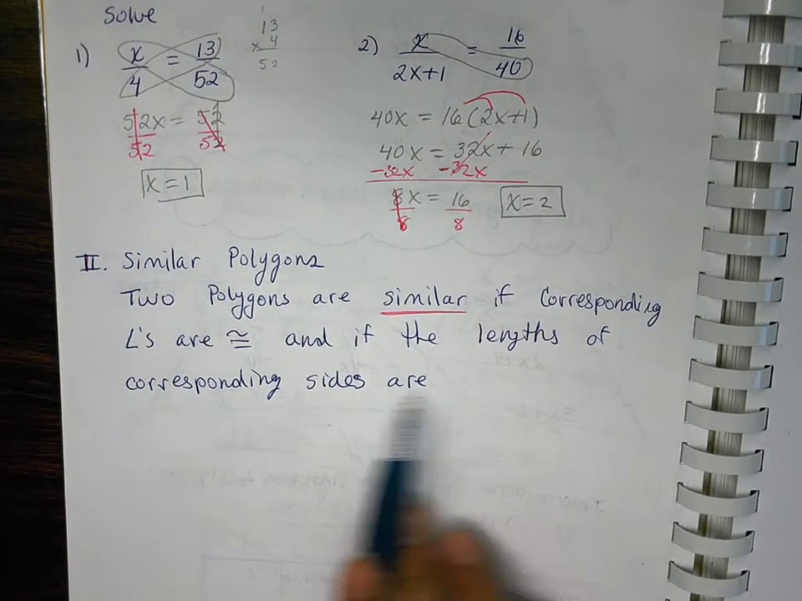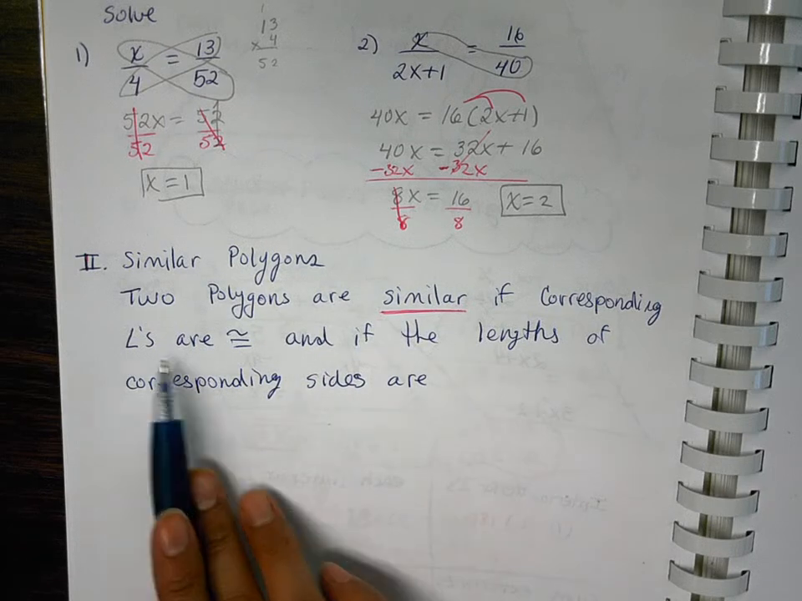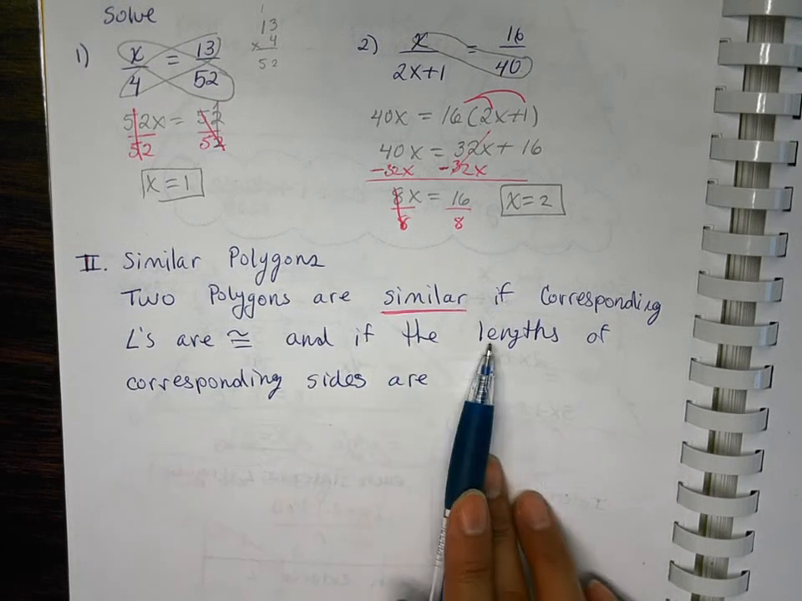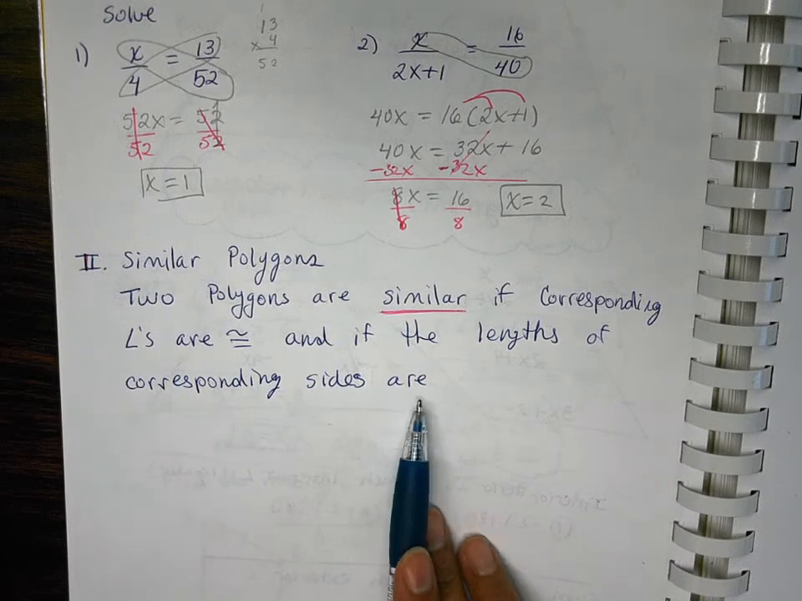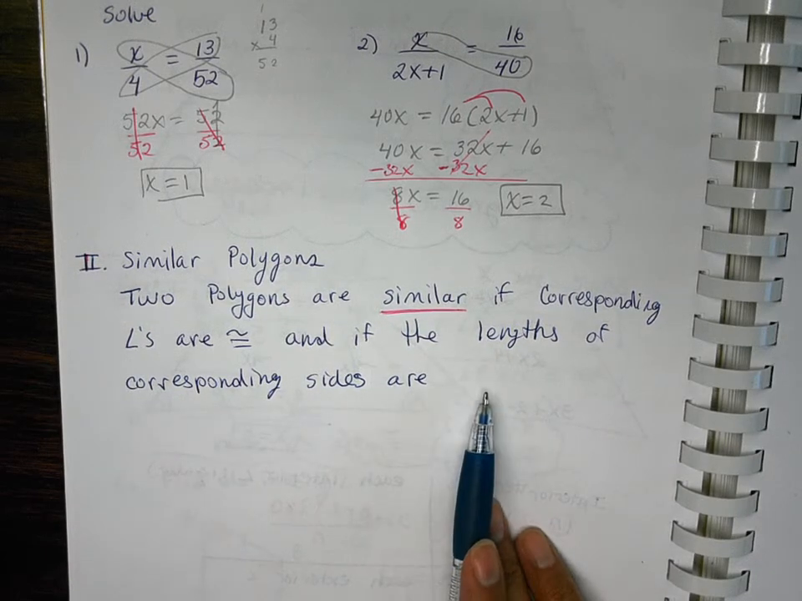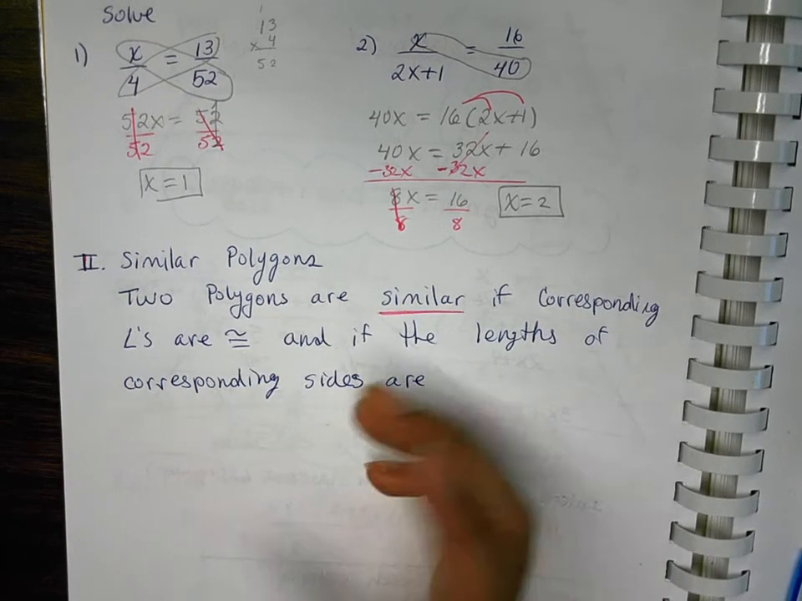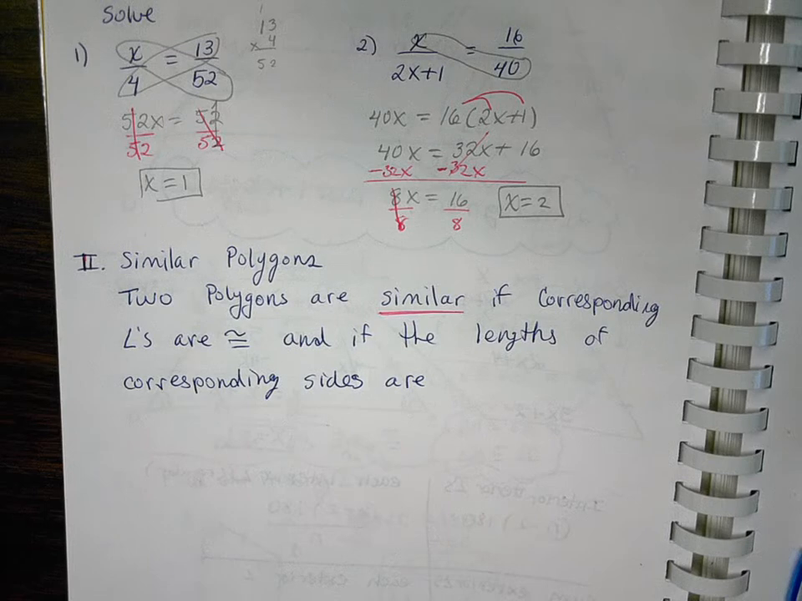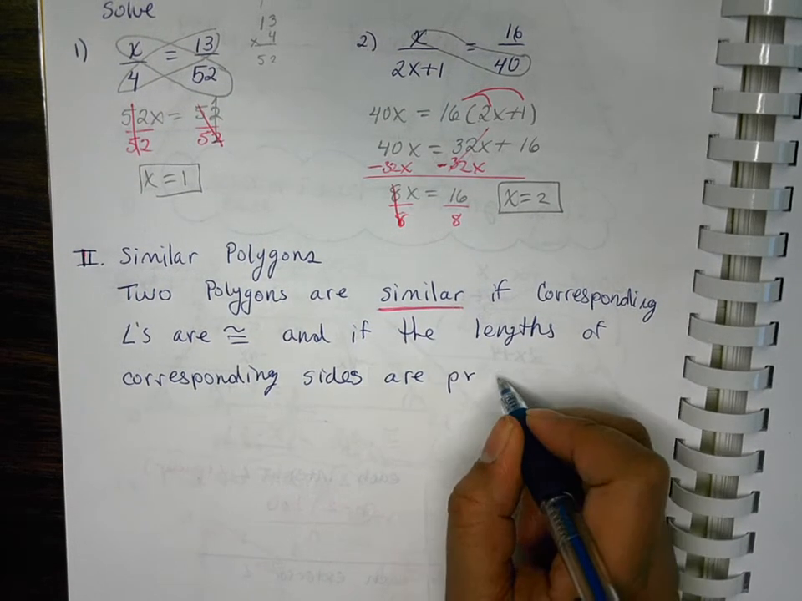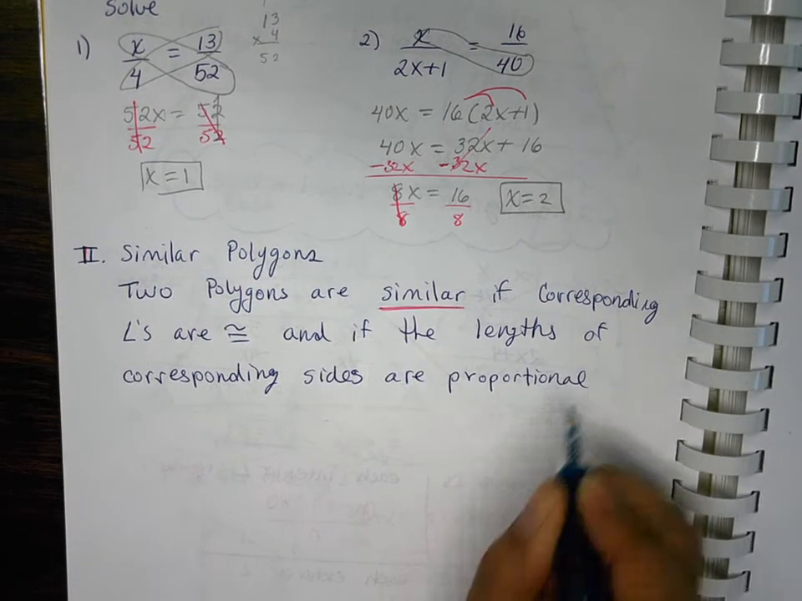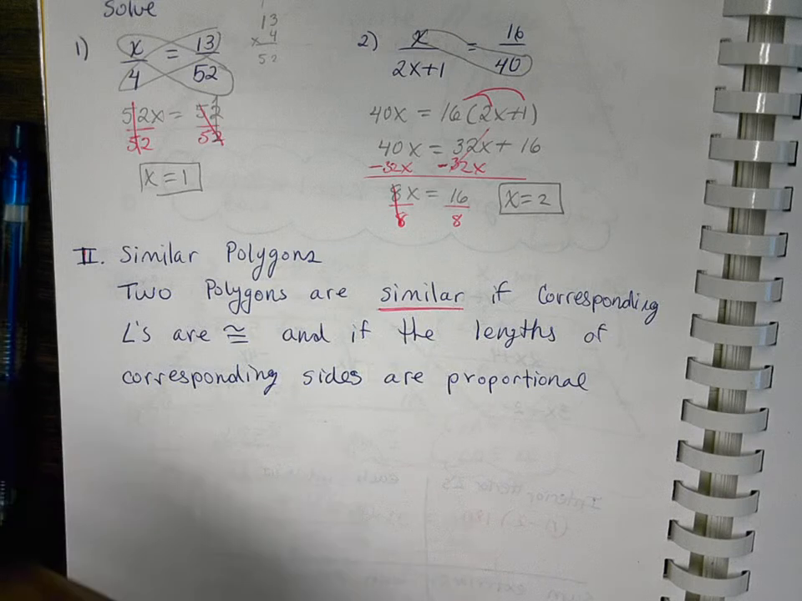All right, two polygons are similar if corresponding angles are congruent, and if the lengths of corresponding sides are, should I put the word congruent? No, because if I put the word congruent, they're not similar, they are actually congruent. They're equal, they're the same. All right, so what do I put? Anybody know what I'm going to write? Proportional. Proportional.